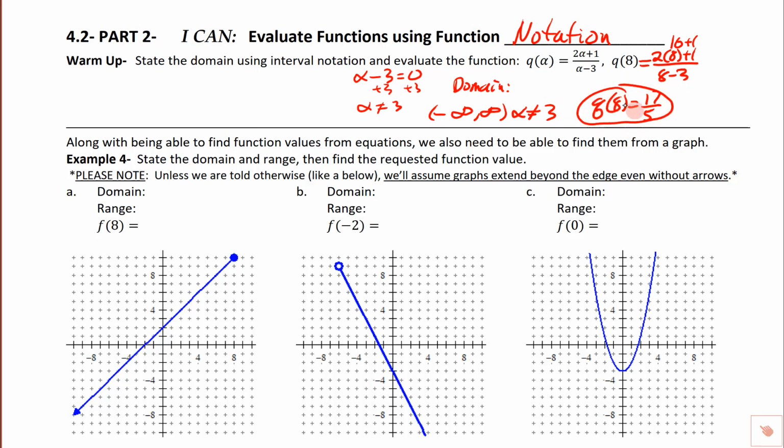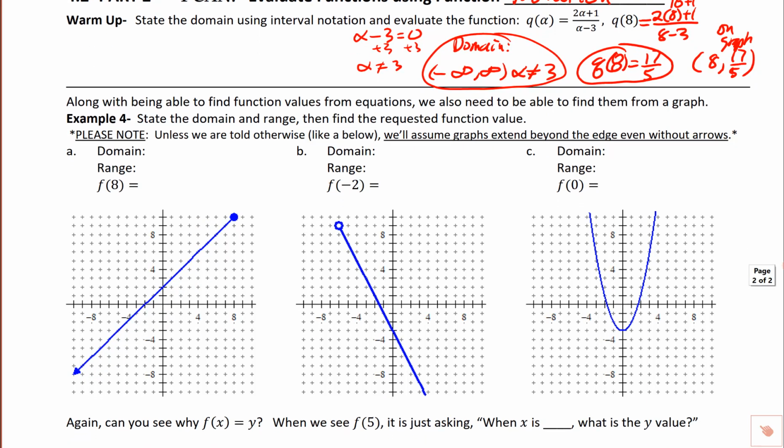So that's it right here. We've got the function value at 8. Gosh, that looks an awful lot like a Q there. I've got to be careful. The domain is right here. The other thing we could be aware of is that this point, 8 comma 17 fifths, would actually be on the graph. I'm going to put on graph right here. So that's a quick review of domain issues and function notation.